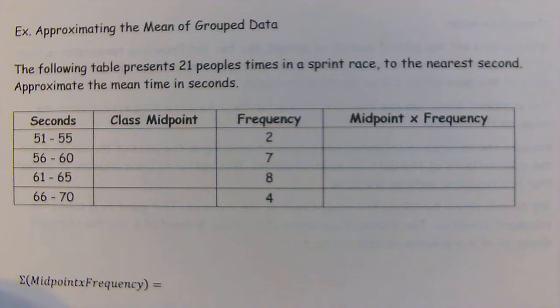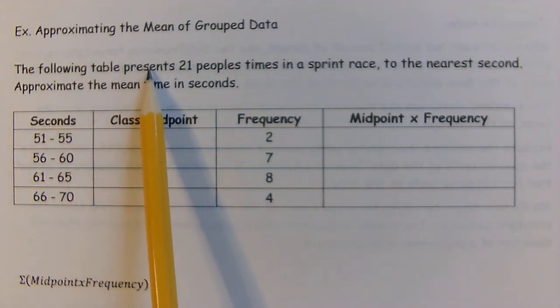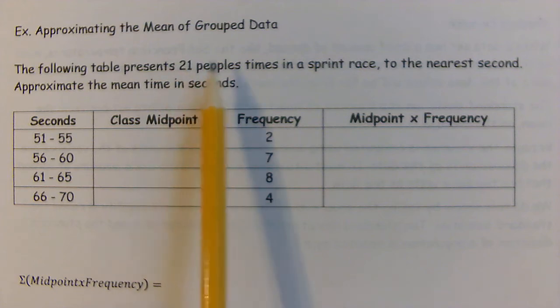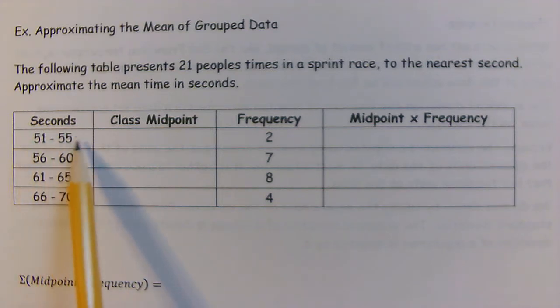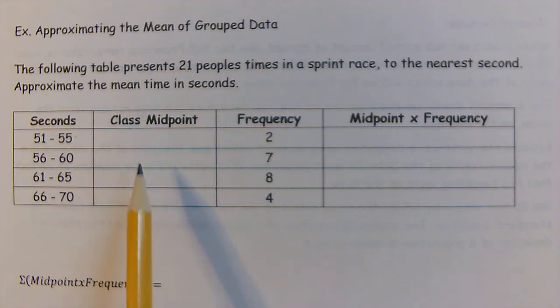So here we have a frequency distribution of grouped data. We have a table where 21 people's times in a sprint race were recorded to the nearest second. And there's 1, 2, 3, 4 classes. 51 is the lower boundary of the first class. So what we need is the midpoint as an average for each class.